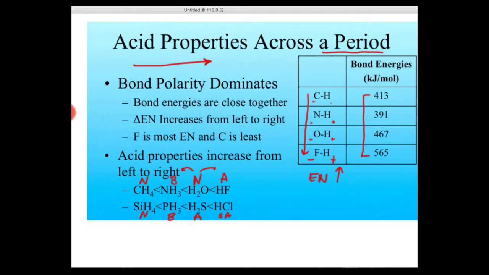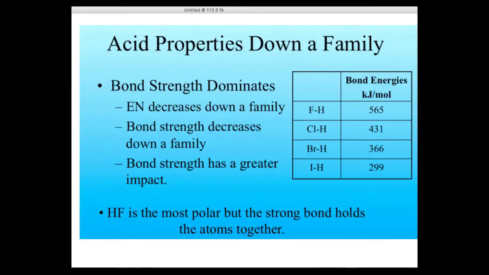Okay, so that's the game we're playing. We're looking at the atomic structure of the nonmetals, or the anions in this case, and how they relate to the hydrogen ion. Now I'm sure you can imagine what's going to happen as I go down a family on the periodic table. We're going to see that the bond strengths are going to dominate. So here we can see that the bond energies get smaller and smaller as I go down the periodic table. So now I'm looking at fluorine, the halogens.